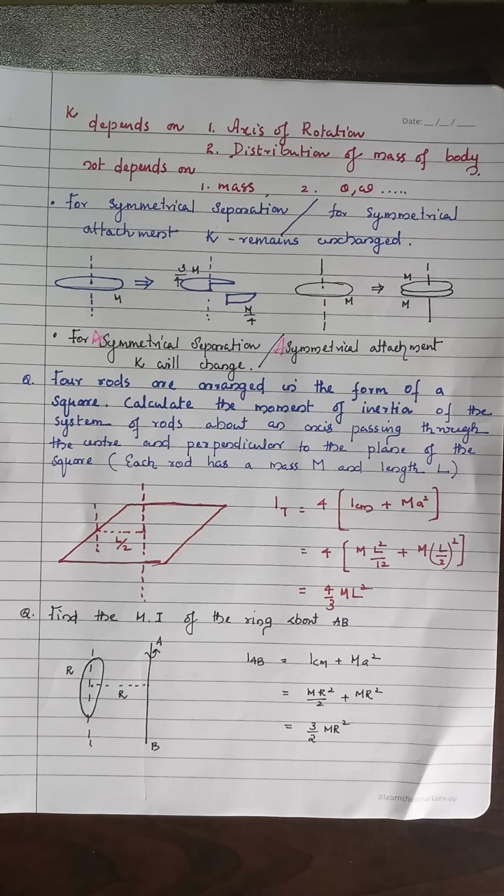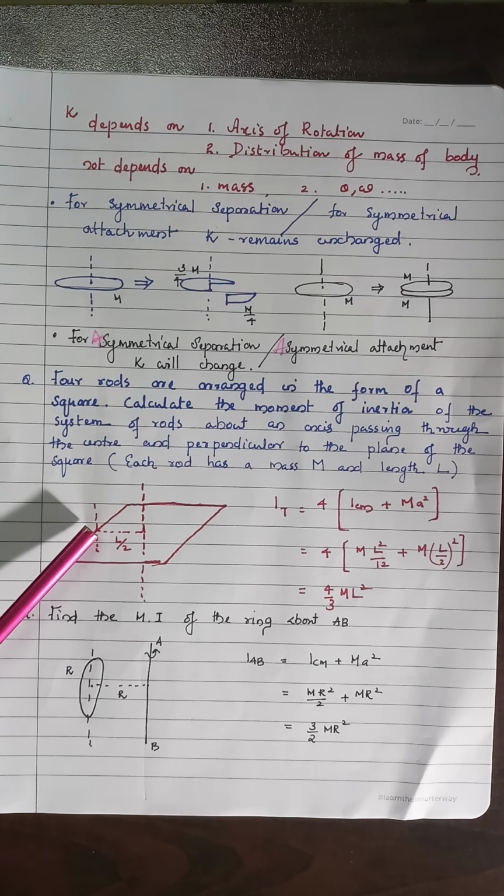Four rods are arranged in the form of a square. Calculate the moment of inertia of the system of rods about an axis passing through the center and perpendicular to the plane of the square. So the four rods are arranged like this. We have to find the moment of inertia about this one. It is easy to find the moment of inertia of the rod about its center, which is nothing but the center of mass of the rod. We know the moment of inertia as M into L square by 12.